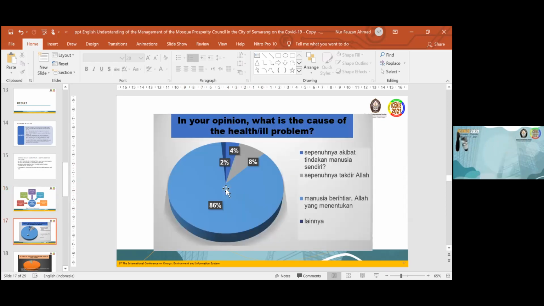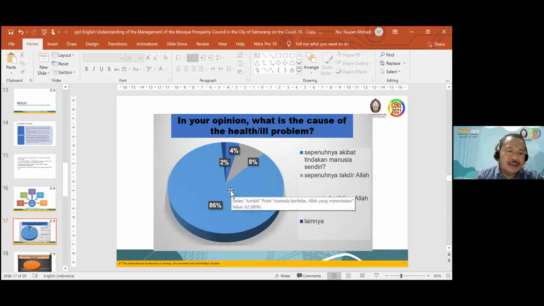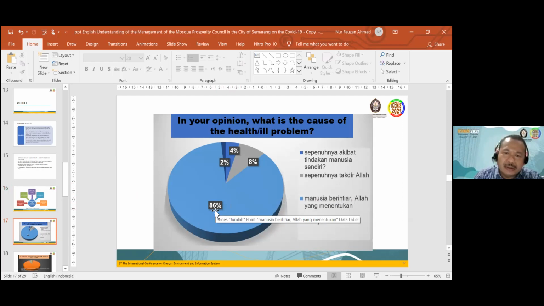Yeah, this is our research, the result of research. Regarding issues of health and illness, almost 90%, 86%, of respondents stated that health and illness is fully a provision destined from Allah Subhanahu wa Taala. Humans can only try while God decides.